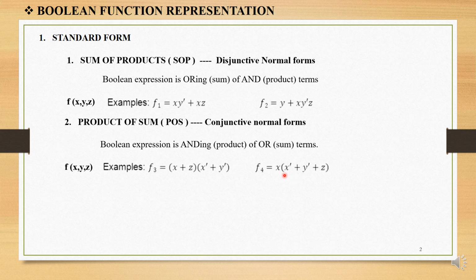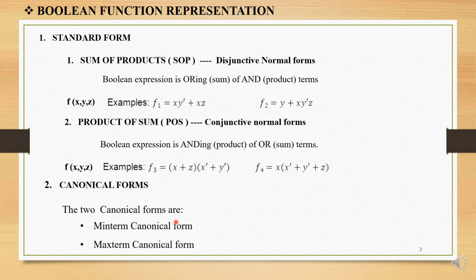So here you can see that the second sum term has all the variables in it, whereas the first sum term has only one variable and the other two are missing. So this expression is ANDing of the sum terms, that is, product of sum terms. So these expressions are called conjunctive normal forms.